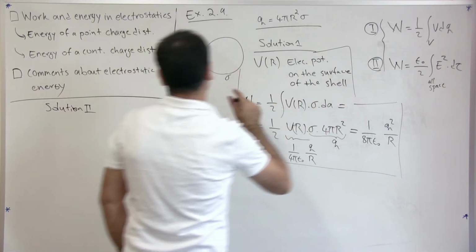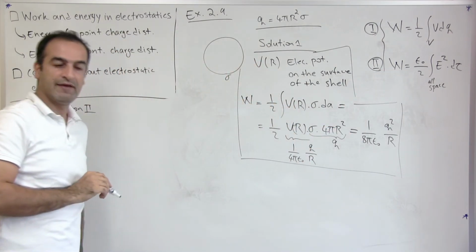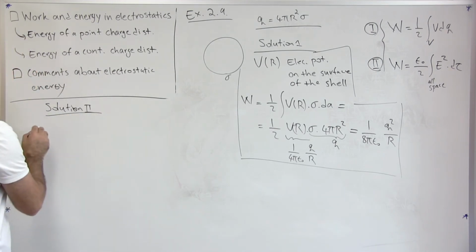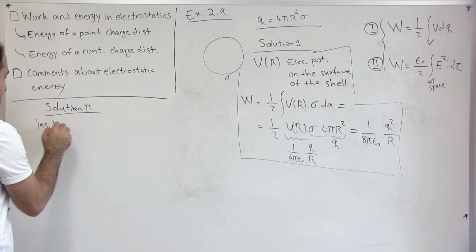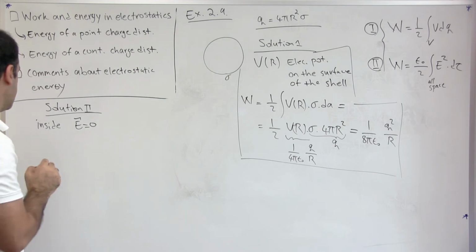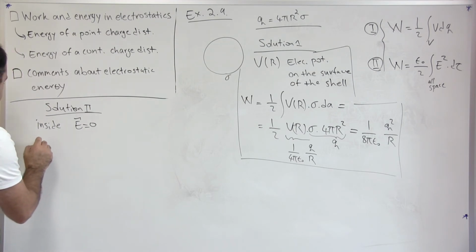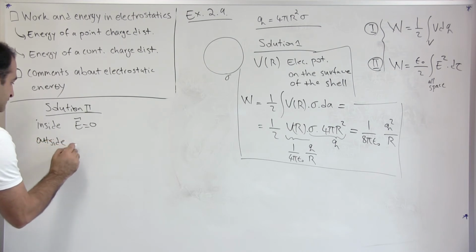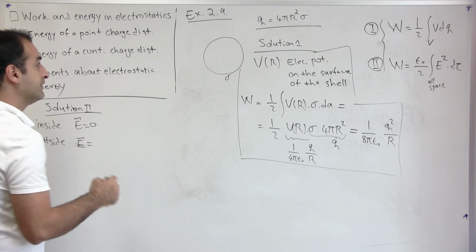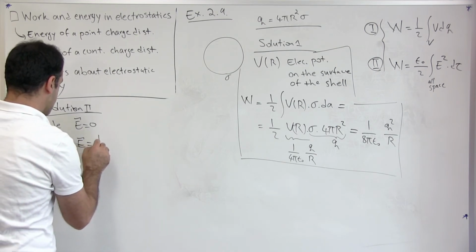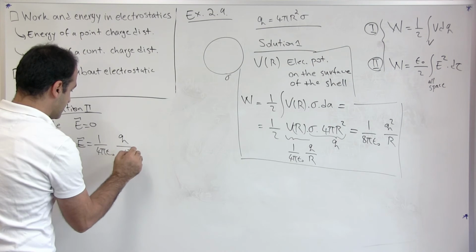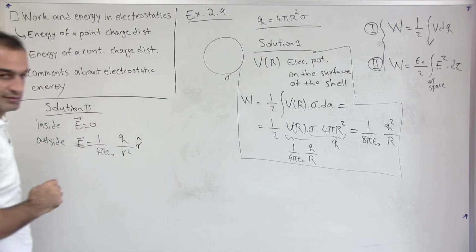So what I need to do is calculate the electric field everywhere in space, and we did that in previous examples. Inside the shell, we found that the electric field is 0. There's no electric field. Outside the shell, the electric field was very similar to that created by a point charge, and that was 1 over 4 pi epsilon 0 Q divided by R squared times R hat.